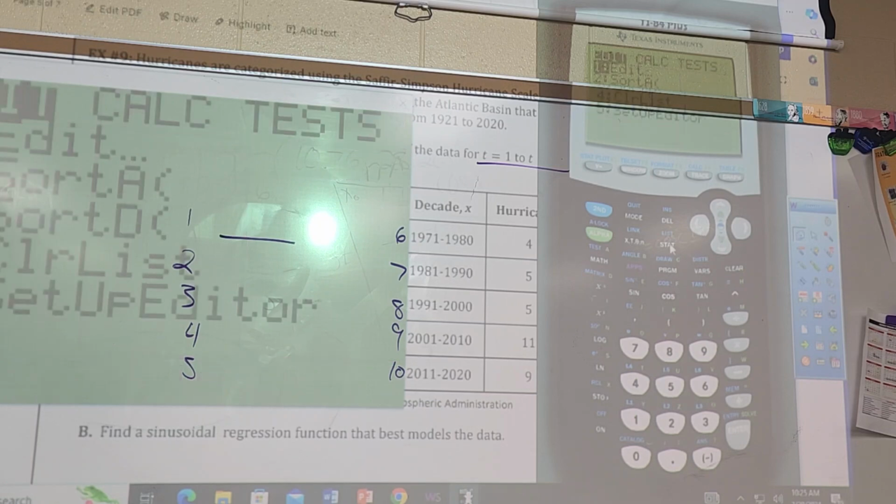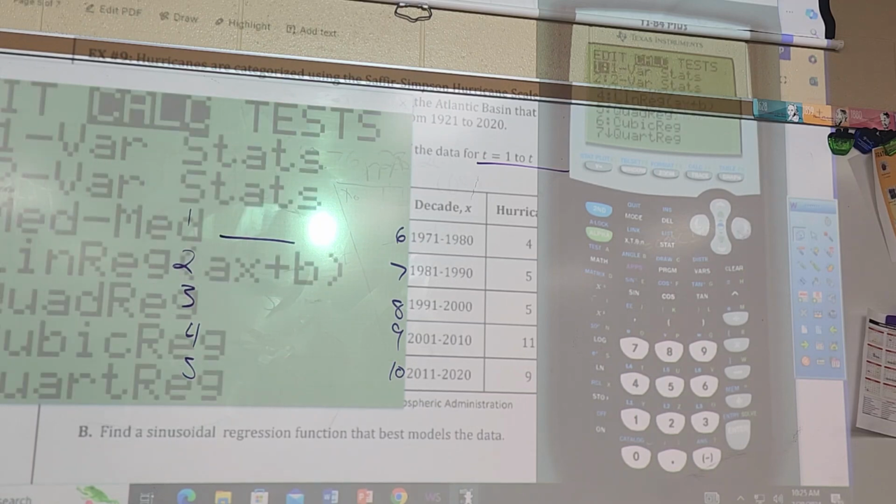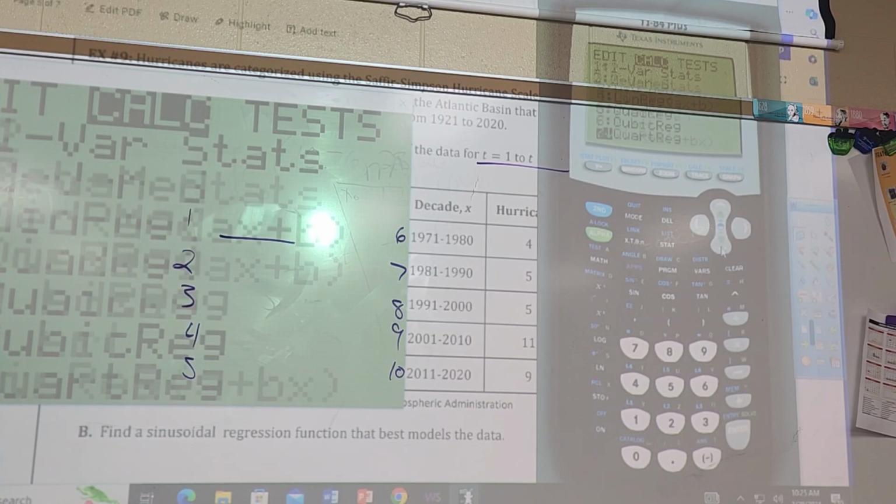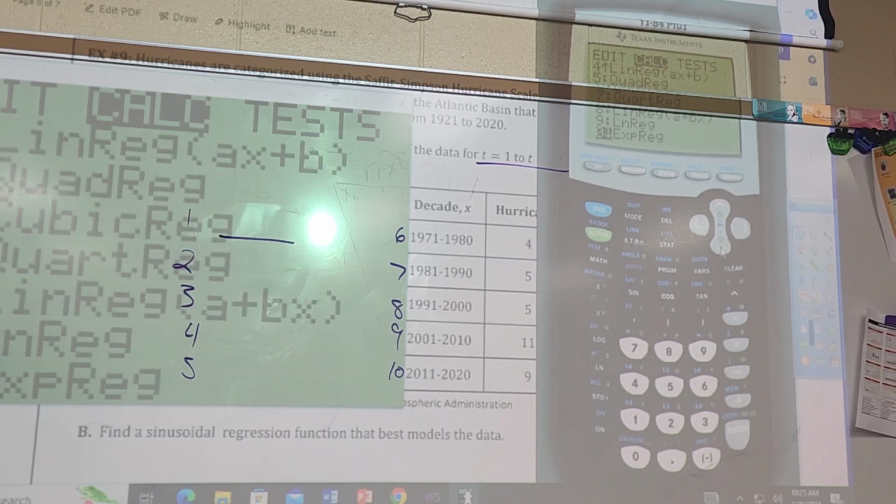All right, remember, hit stat, calc. Which reg do you think we're doing? Oh yeah, don't forget we've done quadratic too, right? Which number is that?